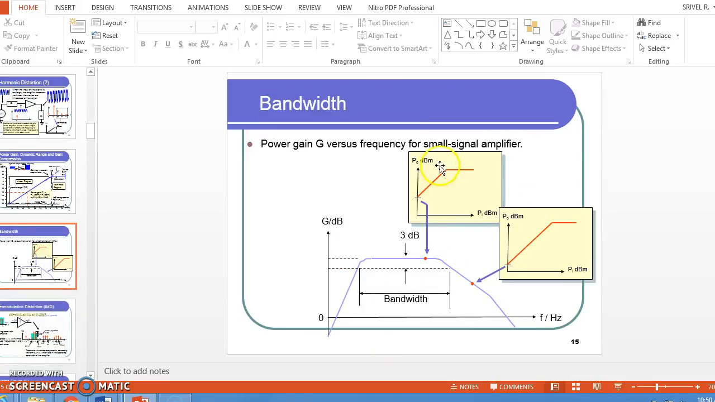So power gain versus frequency for a small signal amplifier. So this is for a large signal.